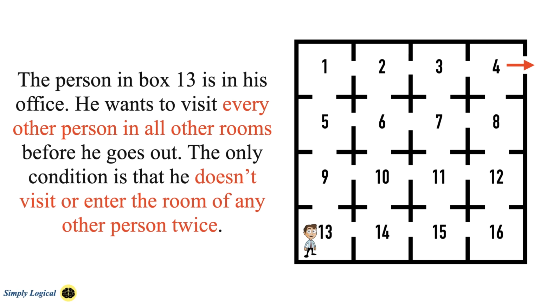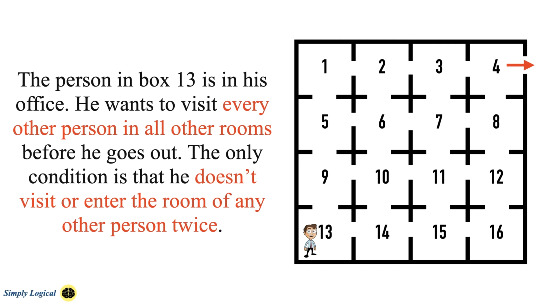In the given figure, the person in box 13 is in his office. He wants to visit every other person in all other rooms before he goes out. The only condition is that he doesn't visit or enter the room of any person twice.